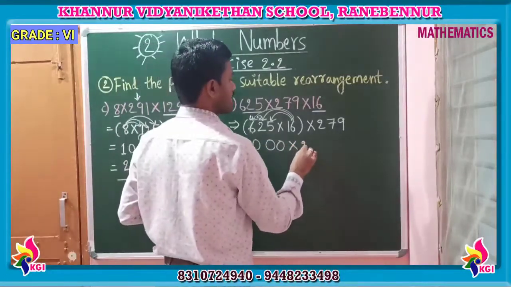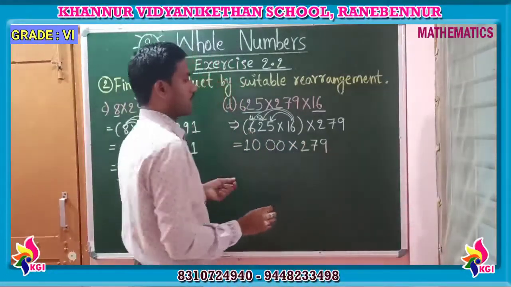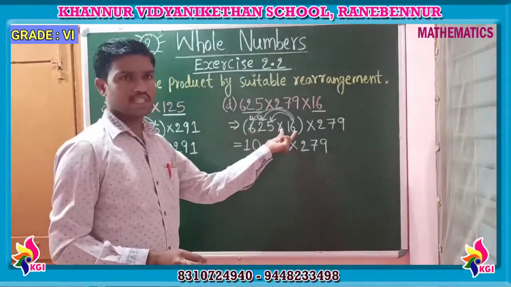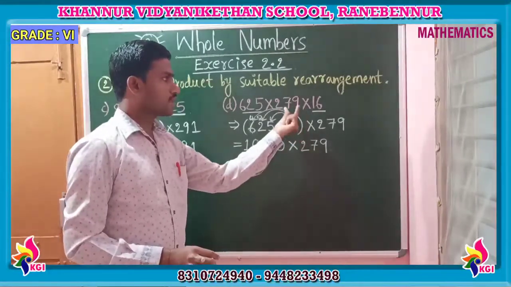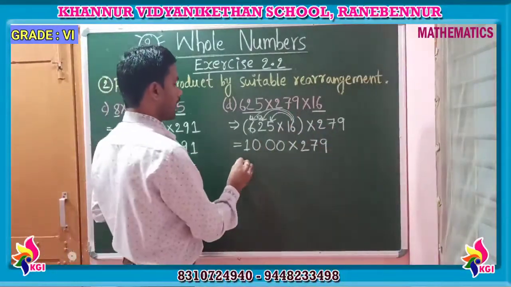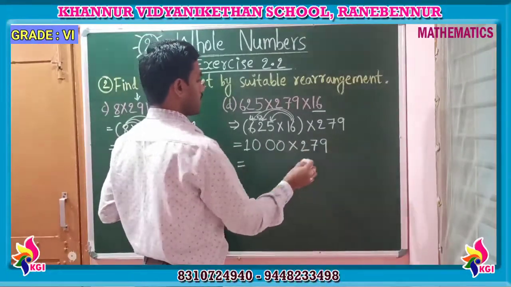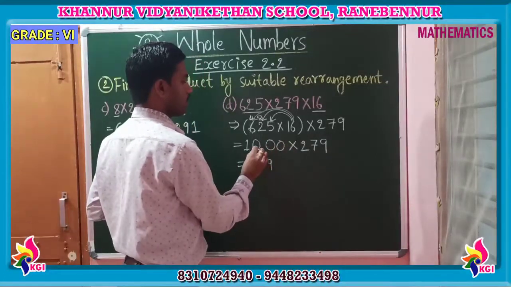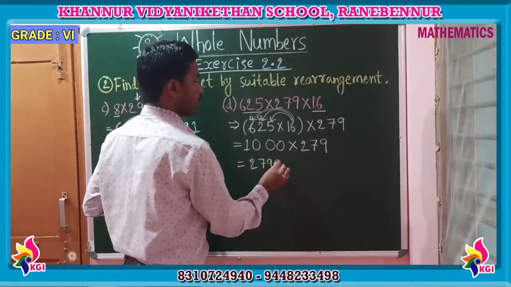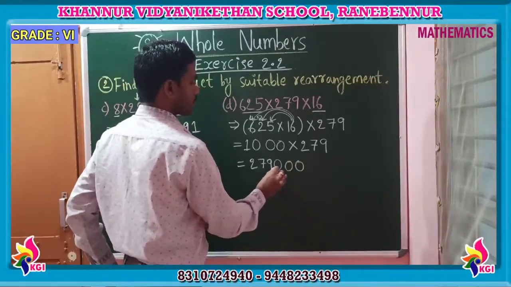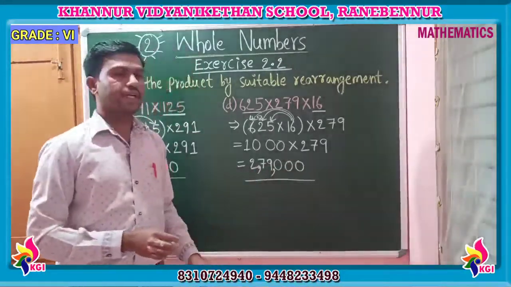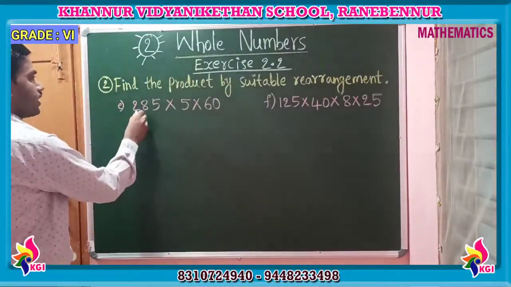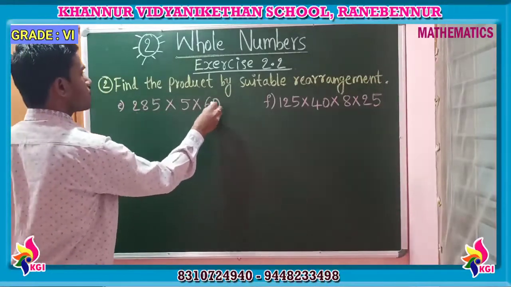So 10,000 is multiplied by 279. So what is this? This is the product of this 625 and 16. Now another number is there outside, that 279. Multiply it. So 279 is 279, and how many zeros are there? 3 zeros are there. You put 3 zeros. Okay. Now this becomes 2,79,000. Yes children, this is your question E: 285 into 5 into 60.